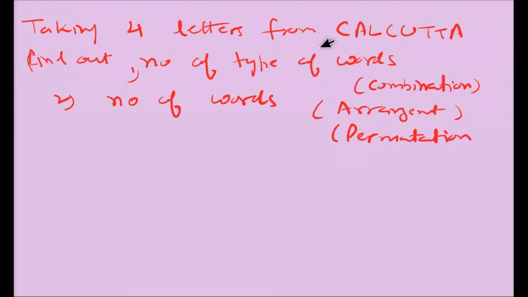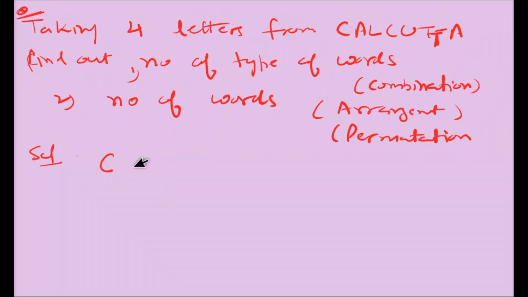Okay, taking 4 letters from CALCUTTA. Student, in the previous permutation chapter I have already described this, but there we used taking all letters, the number of permutations. But here there are 8 letters, and we are taking fewer, not 8, only 4 letters. So this is a very important question. You have to take the difference here. You should understand how to do it. Now check here.